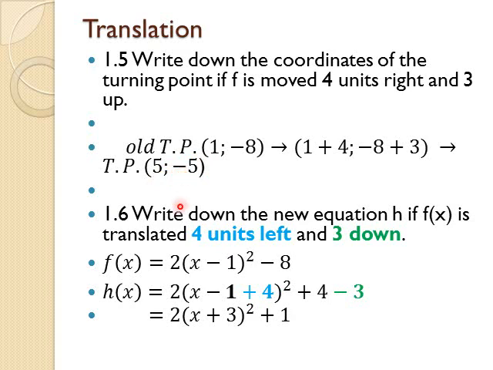However, when I substitute in the equation, the x value is opposite from what I think, and my y value stays the same. So write down the new equation h, if f of x is translated 4 units left and 3 units down. We had 2(x minus 1) squared minus 8. For 4 units left, the equation would be written as plus 4 and not negative 4. So left is plus in the equation, right is minus in the equation. Plus 4, and 3 units down simply stays minus 3 because I'm going 3 down. Negative 1 plus 4 would give me plus 3, and negative 8 minus 3 would give me negative 11, and there I have my new equation.